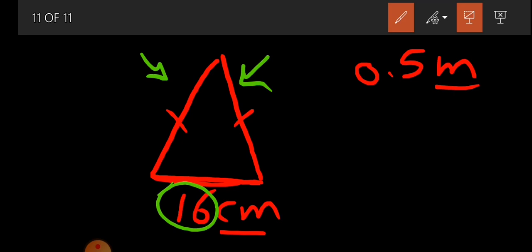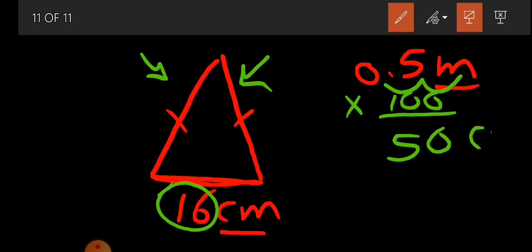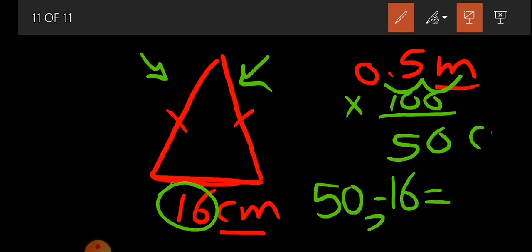But before I subtract, I should change the unit. 0.5 meter, multiply it by 100 to convert it to centimeters. While multiplying by 100, move the decimal 2 places to the right, so it will be 50 centimeters. So the perimeter is 50 centimeters. So the perimeter, which is 50, take away one of the sides, which is 16, will give you 34. 34 for what? For the other two sides together.